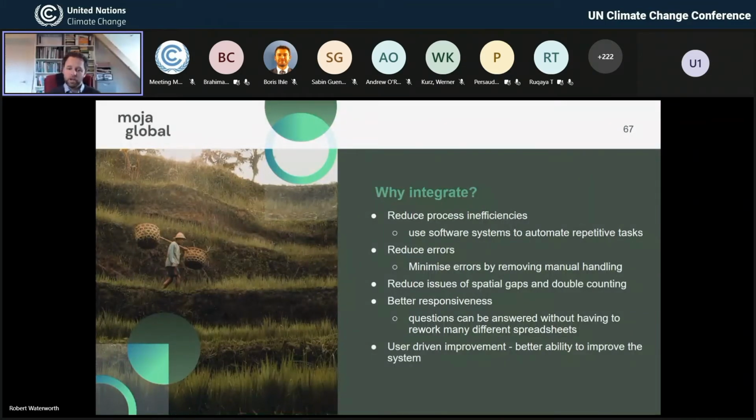The responsiveness is higher because you can answer questions very quickly. You don't need to rerun spreadsheets. You don't need to rerun systems all the time. We'll talk a little bit more about that. And very strongly on user-driven improvement. So these are actual reasons that are much more from an operational perspective of why we believe that integration is a really key part of moving forward.